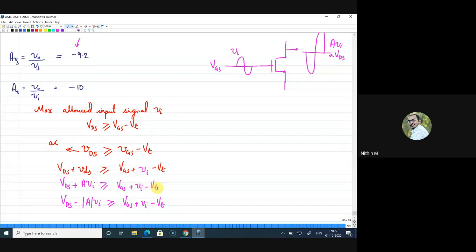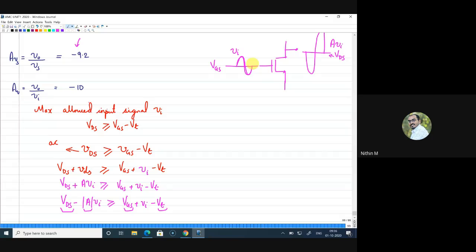Right. So in this, you are asked to find Vi. You know what is VDS, you know what is VGS, you know what is VT, you know what is A. Then you can find what is Vi. So can I get the value for Vi? The question asks this maximum allowed input signal.